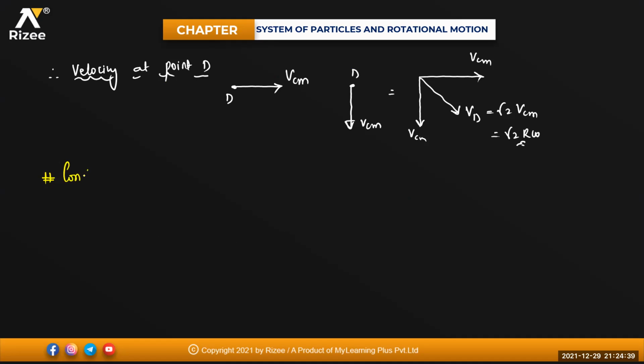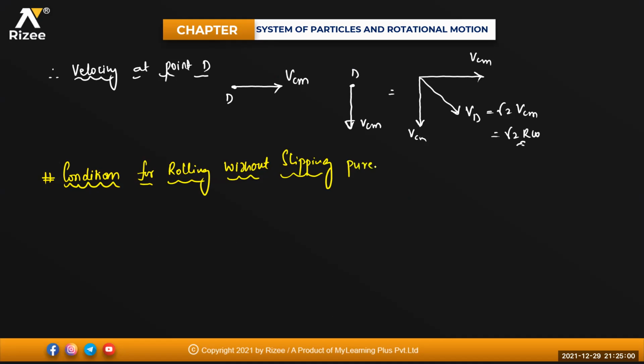Next slide reading. Conditions for rolling without slipping. Condition for rolling without slipping. That means pure rolling. What are the conditions for it? First condition, beta. The point of contact should be taken as the contact of the body with the surface is assumed to be one single point, beta. Okay. And relative velocity at the point of contact must be equal to how much? 0.